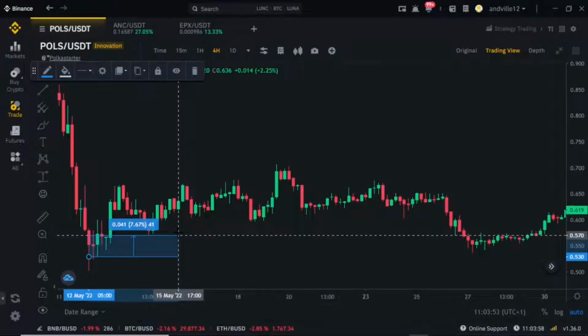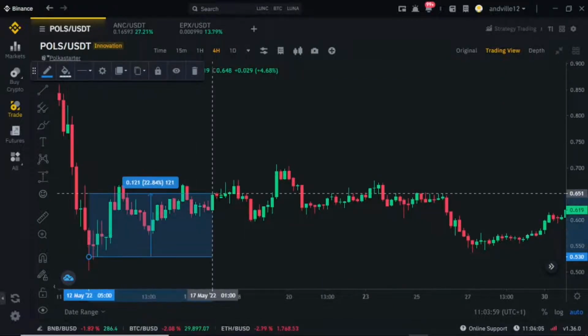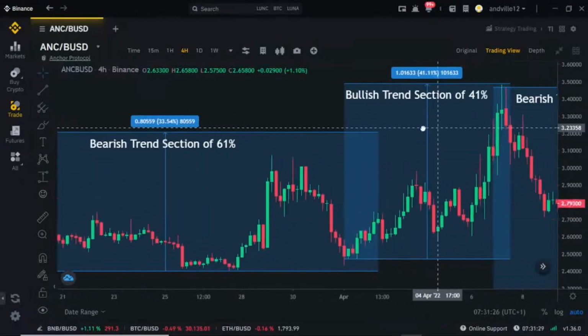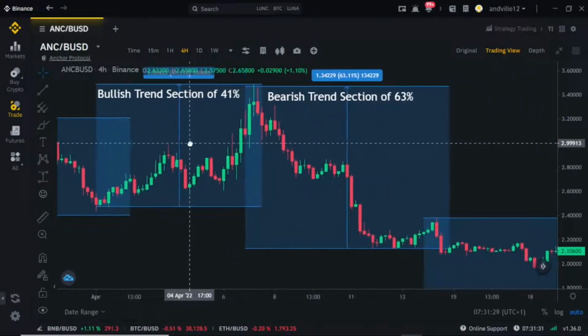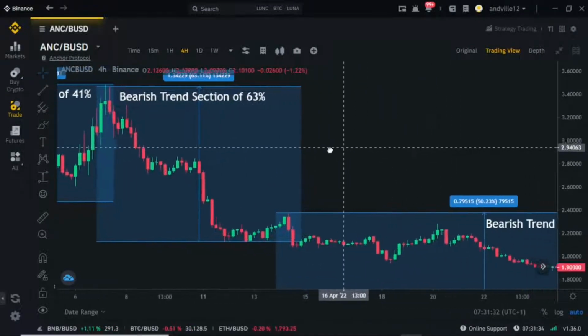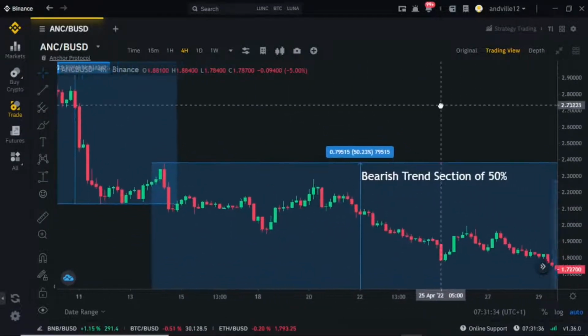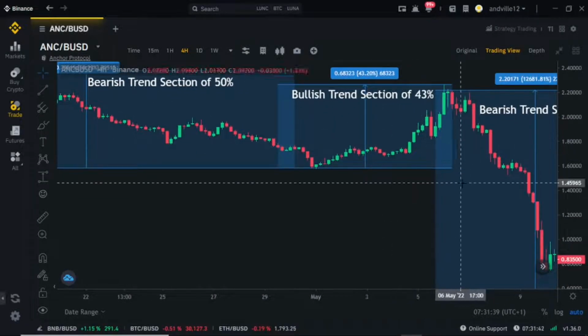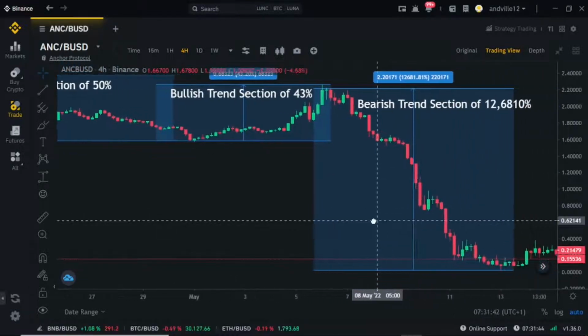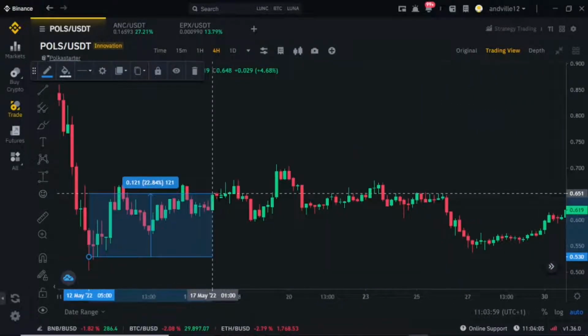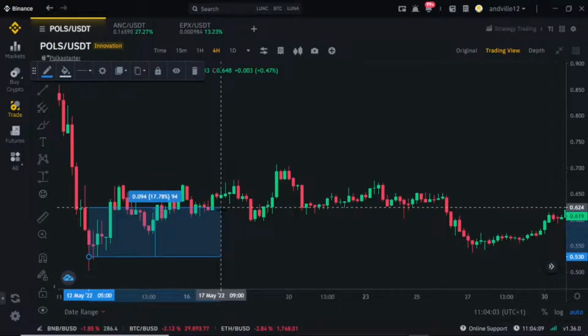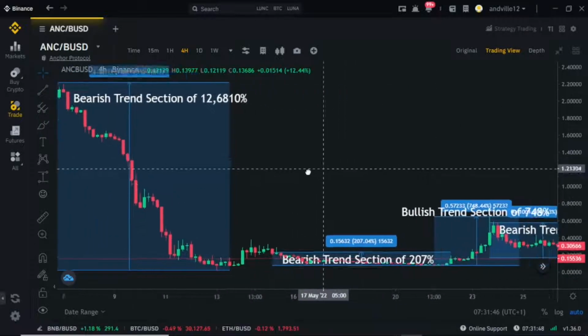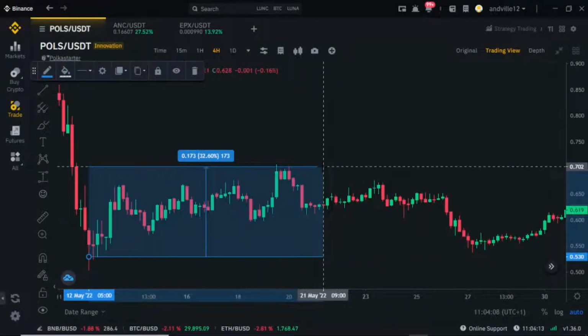And next up, this bullish trend section bounced up by approximately 41%. And next up, this bearish trend section dipped down by approximately 63%. And next up, this bearish trend section dipped down by approximately 50%. And next up, this bullish trend section bounced up by approximately 43%. And next up, this bearish trend section dipped down by approximately 12,000%. Massive dip down.